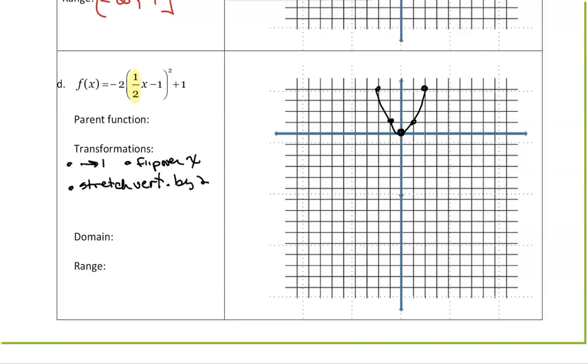Another thing I hadn't talked about yet is this. That looks like it's a compression, but it's actually a stretch horizontally. And that horizontal stretch is by not 1/2, but by the flip of that, by 2. And then the last thing, I'm going to go up 1.